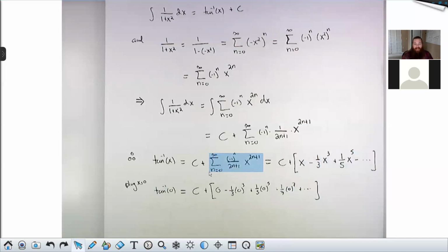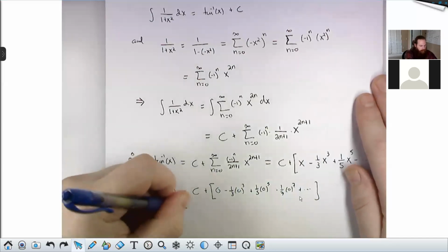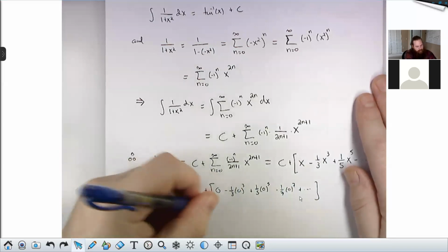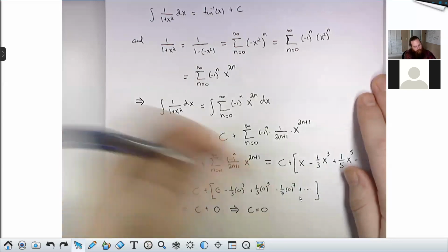Anytime you go to plug any number into a power series, do yourself the favor of first writing out the series like this. Having written the series out like this, I can plug in 0 and be confident that every single term is actually 0. On the other hand, the inverse tangent of 0 is 0, so I get 0 equals c plus 0. So again, c is 0.